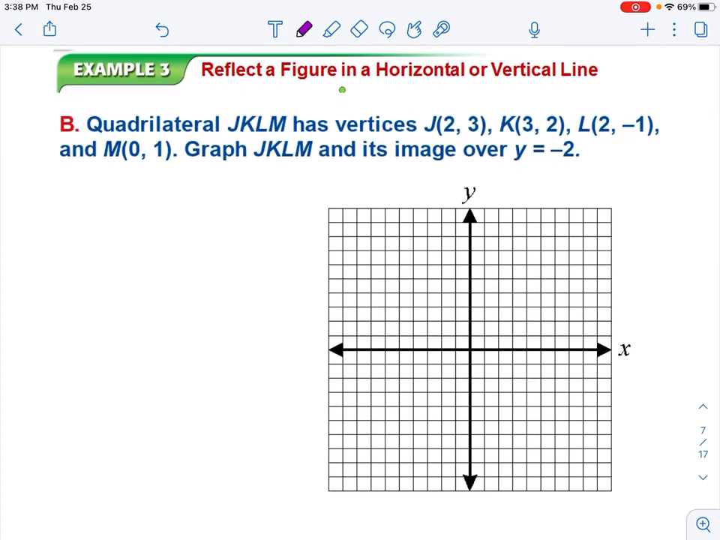All right. Now we're going to plot J, K, L, and M once again. So J is 2, 3. You can just follow along with me.